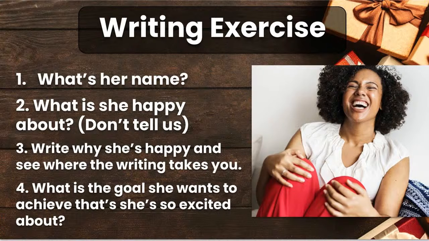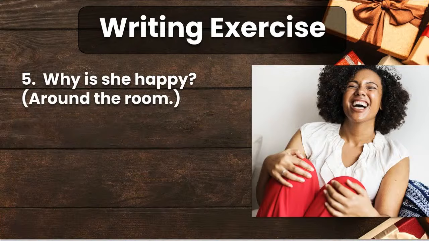Okay, we are back. So we have the four questions. What's her name? What is she happy about? And don't tell us. Number three, write why is she happy and see where that takes you. And number four, what is the goal she wants to achieve that she's so excited about? And if you feel like there's more, then set it aside after you watch this stream, keep playing with it.